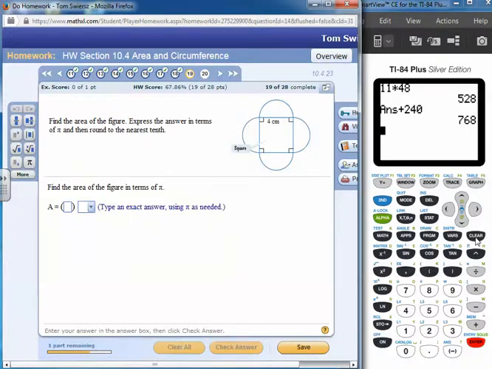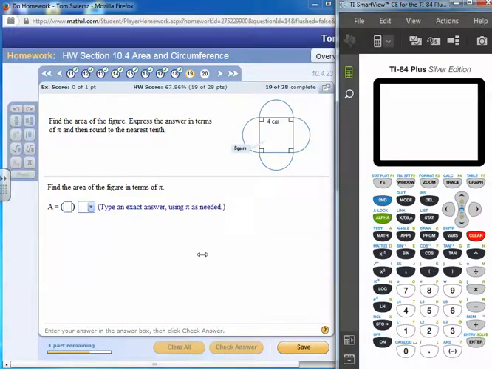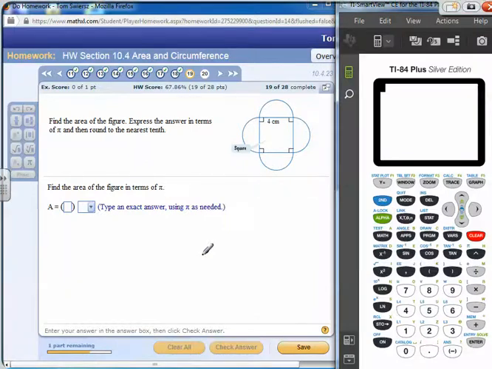Number 19, find the area in terms of pi. Okay, so we're going to leave it in terms of pi. Notice, the middle part is a square, right? One side is 4, and all the sides of a square are the same. So the area of the middle part is a square. The area of a square is side squared, so 4 squared, which is 16 square centimeters.